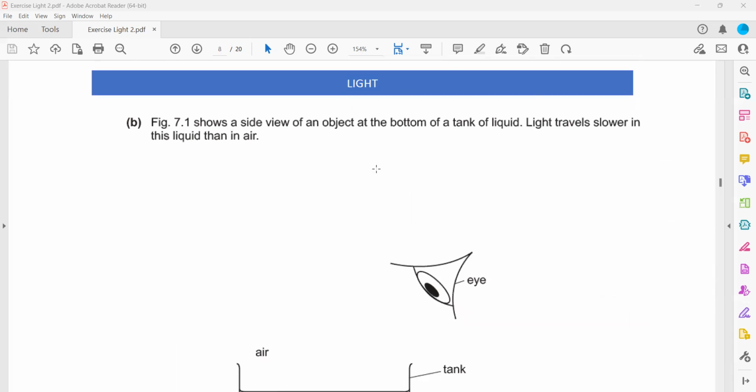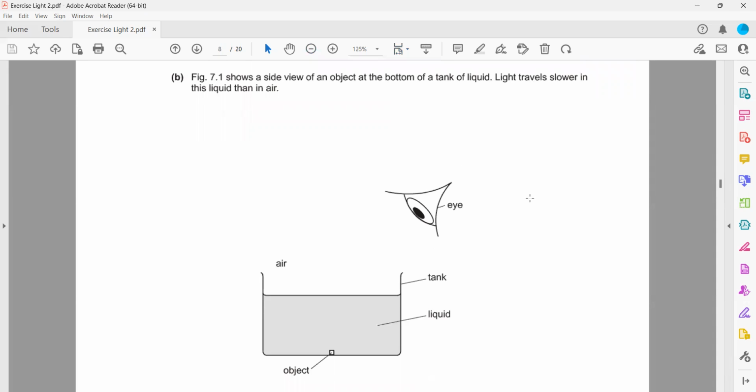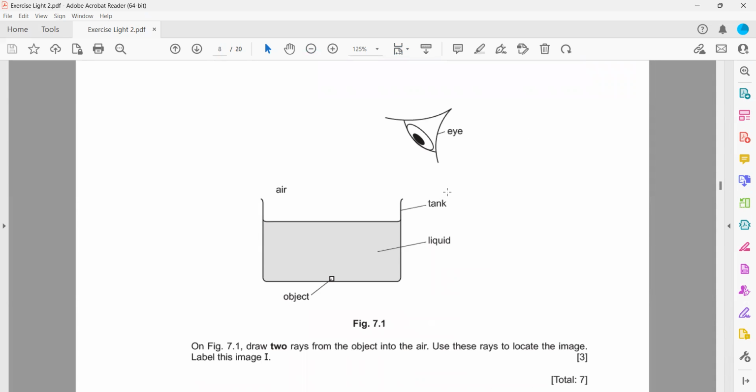Figure 7.1 shows a side view of an object at the bottom of a tank of a liquid. Light travels slower in this liquid than in air. On the figure, draw two rays from the object into air and use this to locate an image. Look how we locate an image. First, the two rays we will draw from the object. First, moving from liquid to air, it will bend away from the normal. Then another one, moving from liquid to air, will also bend away from the normal.